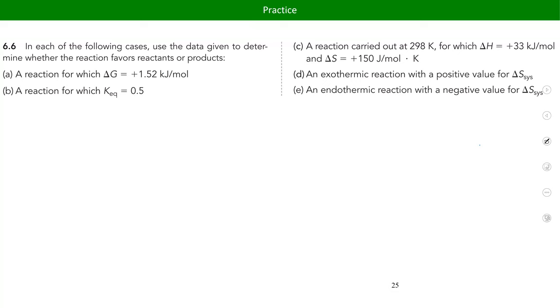Units. I know. They still matter, but I didn't leave myself space for them. Especially when it came to kilojoules versus joules. I've done this enough times that I know that that's always a disconnect. They always report delta S values in joules per mole Kelvin, and they always report delta H in kilojoules. So it's just one to pay attention to.